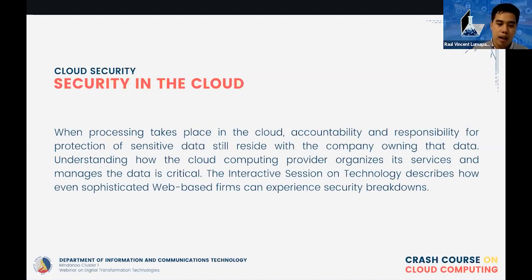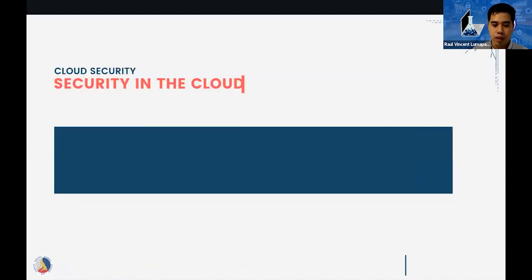There is an interactive session on technology describing how sophisticated web-based firms can experience security breaches. Sorry, I forgot to include it there.